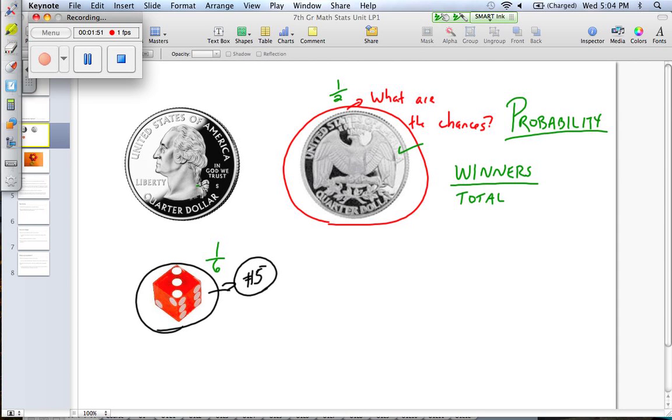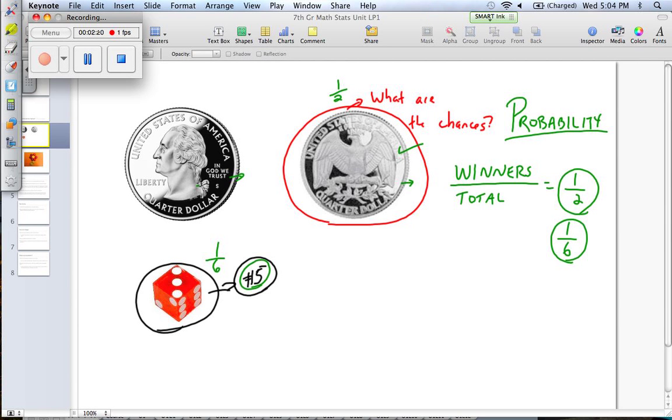So for my coin example, once again, I have 1 tails and 1 heads, which means I would get 1 over 2. In the dice example, I had 1 of the 6 sides, that's the number 5, and the 5 other sides would not be winners. But how many sides are there in total? 6. So my probability would have been 1 over 6 and 1 over 2.